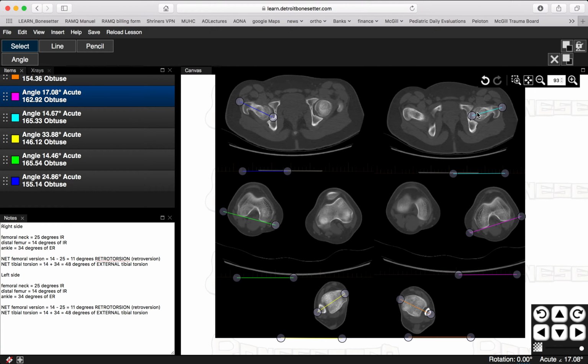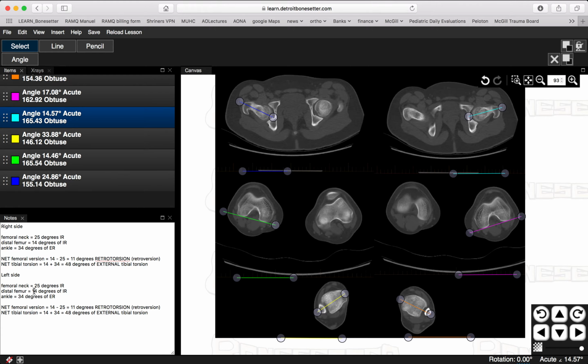Just keep in mind, some people prefer not to use the distal femur as a surrogate of torsion for the tibia. The distal femur would be a reasonable representation of the proximal tibia, assuming there's no intra-articular rotational instability, which is not always the case. Some people do prefer to use the proximal tibia as the proximal axis for tibial torsion.